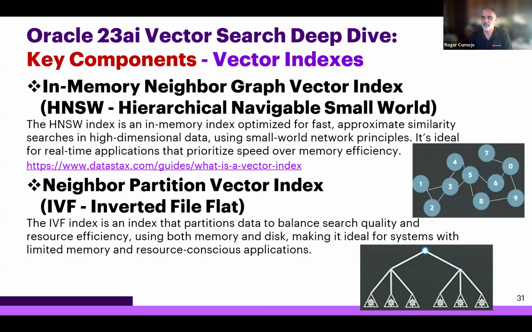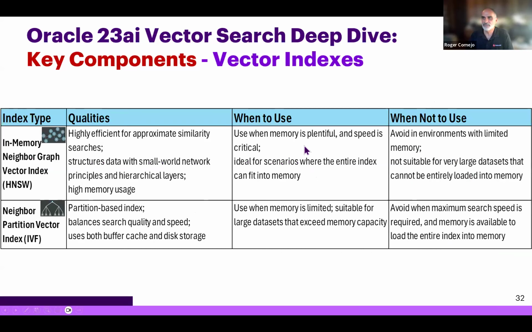Oracle has documentation on that, but I also have a reference here from this source, which explains the complexity of a hierarchical navigable small world index. But typically you don't need to know the details there, just know when to use it and when not to use it. So I put this comparison table together that helped me understand, and also helps others understand, for this index type, what are its qualities, when I want to use it and when not to use it.